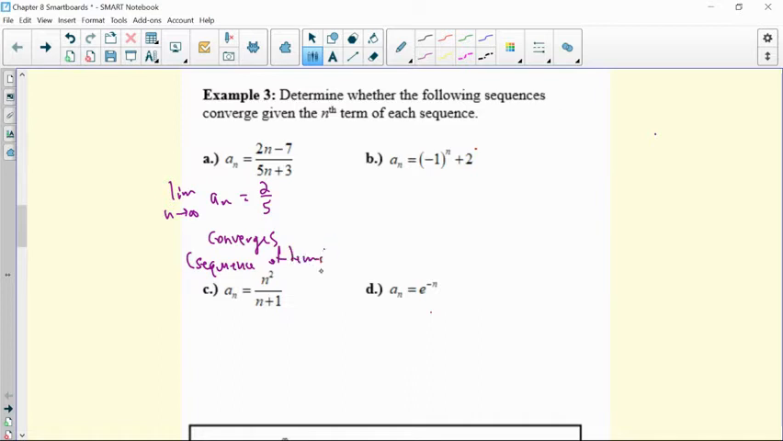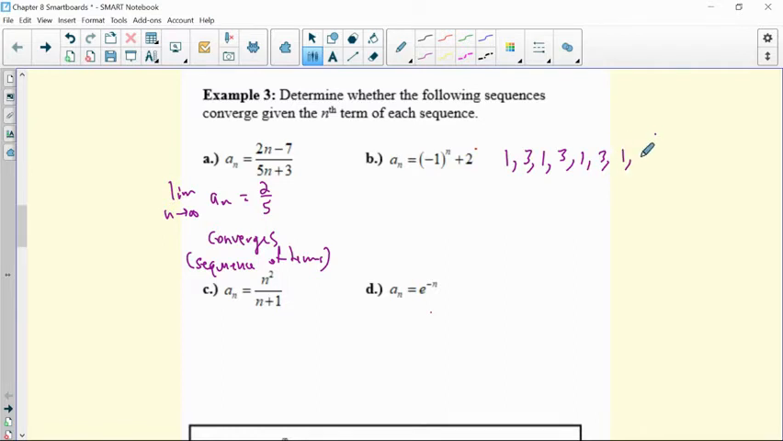Okay, so then we look at part B. Now, part B looks like it's alternating, but if you start looking at the different terms here, when n is an odd value, you get -1 plus 2, so you would get a 1. And when n's an even number, you would get +1 plus 2, which is 3. So although this is alternating between 1 and 3, it's not an alternating sequence in terms of positive, negative, positive, negative.